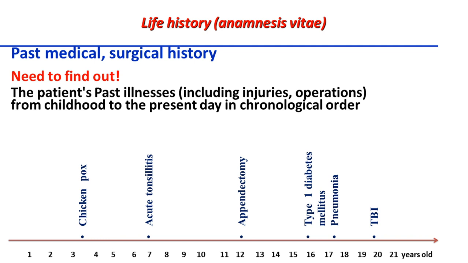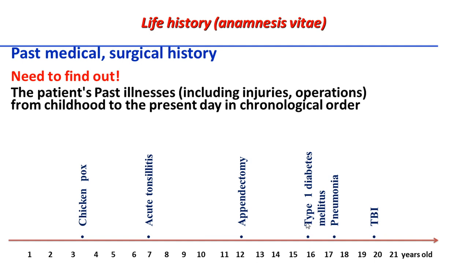Life history also includes past medical and surgical history. You need to find out the patient's past illnesses, including injuries, operations, from childhood to the present moment, in chronological order. For example, our patient is 21 years old. When he was 3.5 years old, he got chickenpox. When he was 7 years old, he got acute tonsillitis. When he was 12 years old, he had an appendectomy.